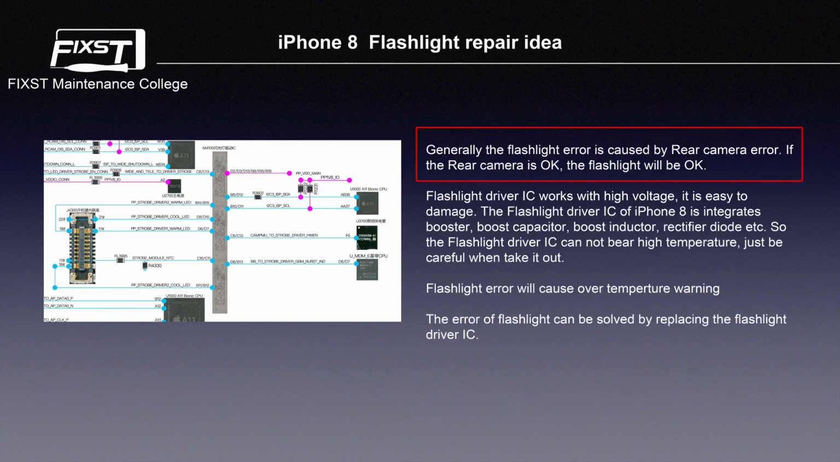Generally, flashlight error is caused by rear camera error. If the rear camera is okay, the flashlight will be okay. The flashlight driver IC works with high voltage. It is easy to damage. The flashlight driver IC of iPhone 8 integrates a booster, boost capacitor, boost inductor, and rectifier diode.